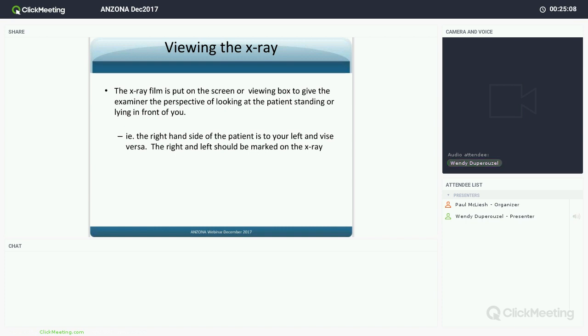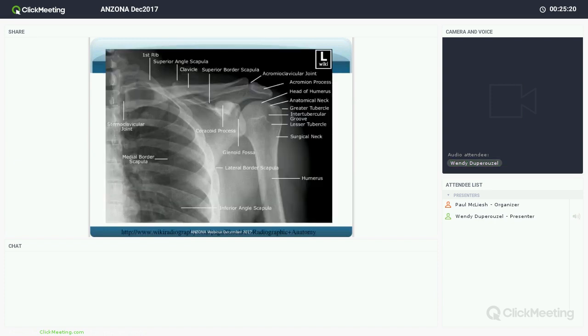So what we do is when we put the X-ray up, we look at it the way that we would be looking at the patient when we're examining them. And which is the right and left of them should be marked on the X-ray. So on this one here, even though it's on our right as we're viewing it, that is the left shoulder. If I'm examining that patient, the X-ray is exactly the side that I'm looking at from the same perspective, and that makes it a lot easier to see.